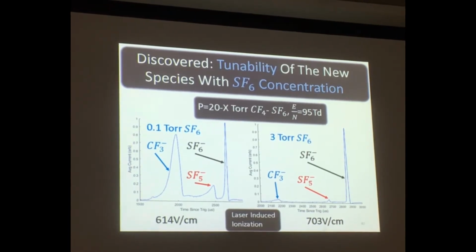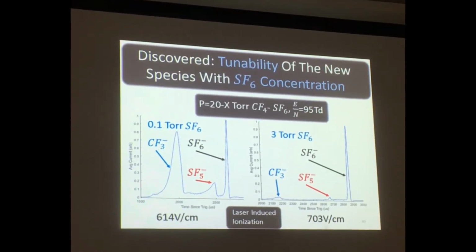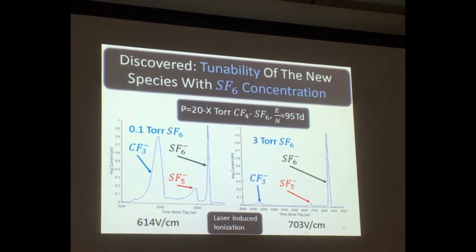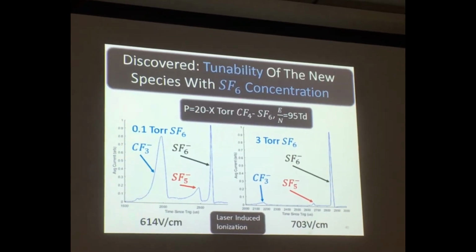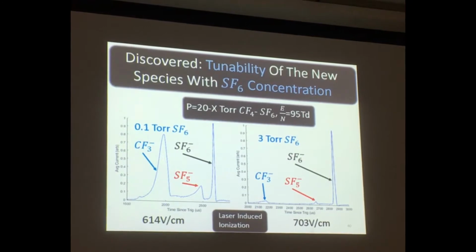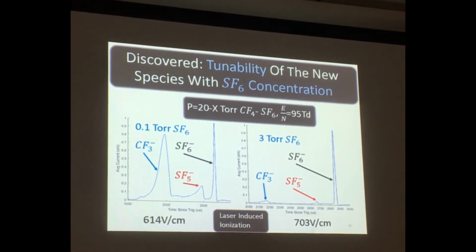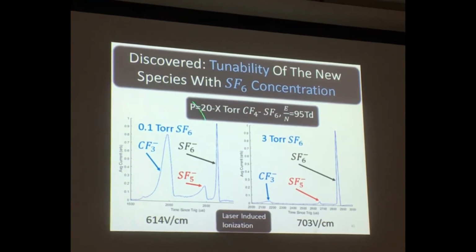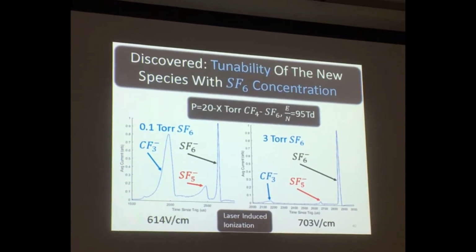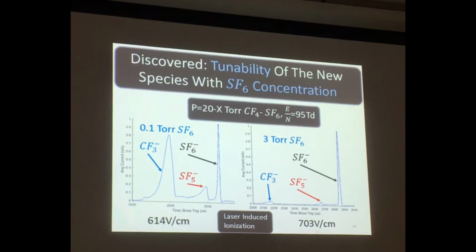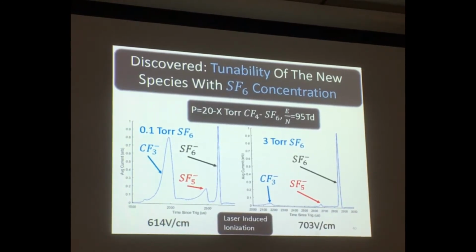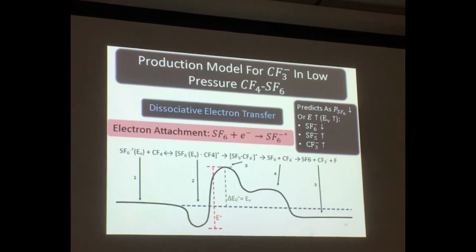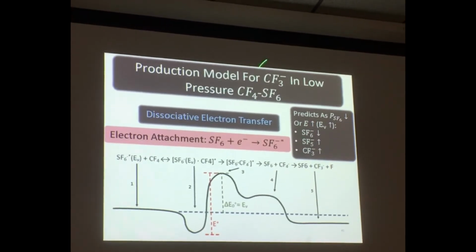But then as I add SF6, it decreases. Its production goes down. So what this means is I have two knobs now to adjust this species to what we might want it to be. I can change the drift field inside my detector. I have that knob, and then I can also change the gas mixture and increase or decrease the amount of SF6 that I add.